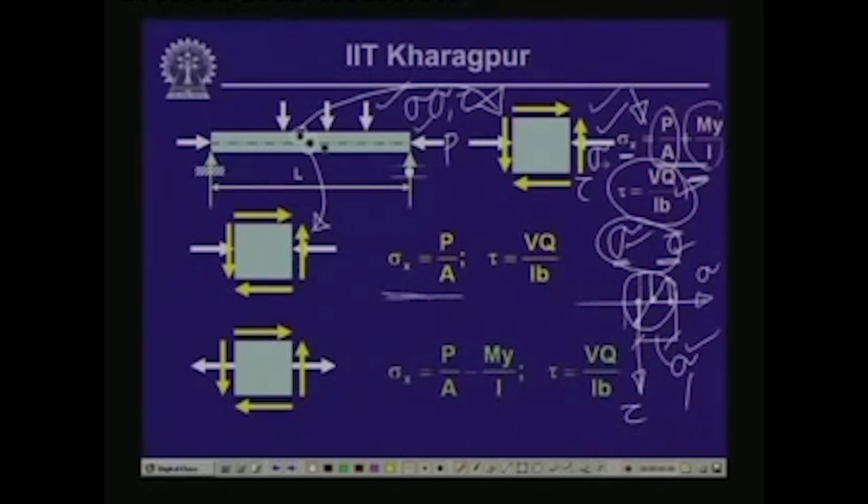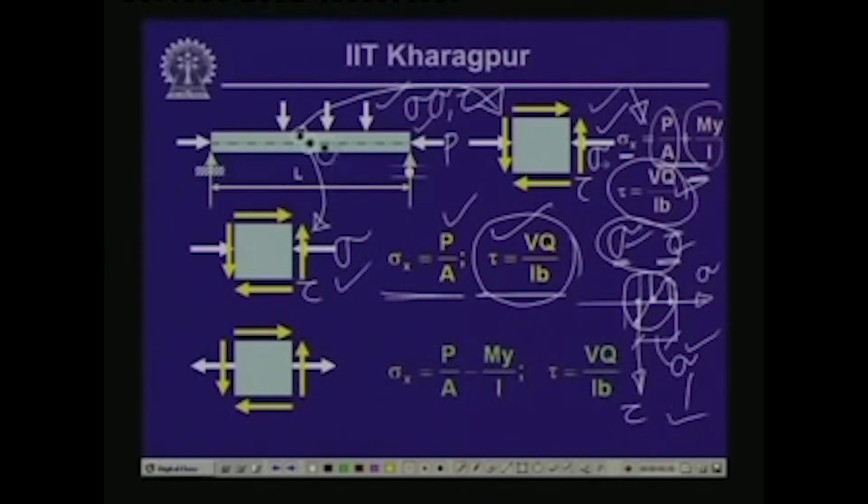As you can see, sigma equals P by A on this particular element, and consequently we have tau equals VQ by IB, and incidentally the shearing stress at this particular location will be maximum, as we have seen. So again we will have the normal stress sigma and the shearing stress tau, and based on these values we can compute the value of the maximum principal stresses.